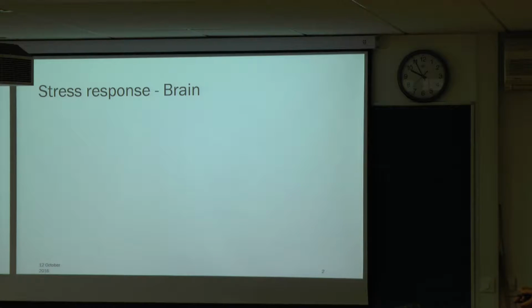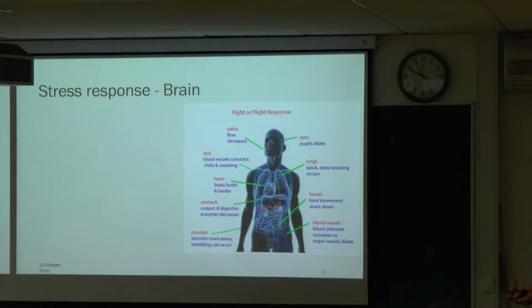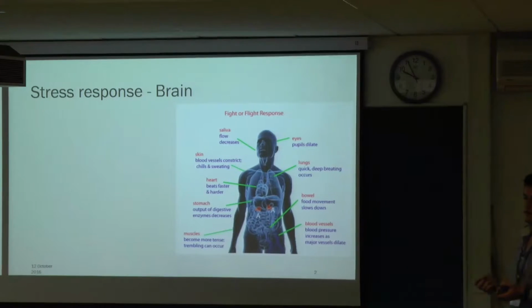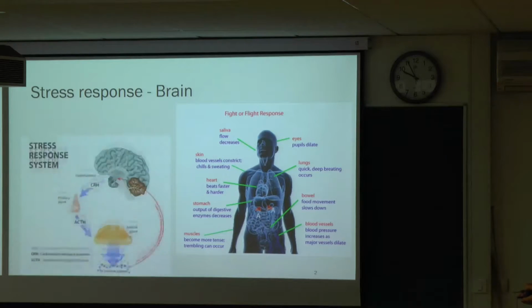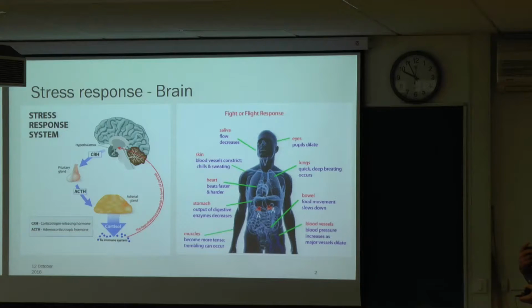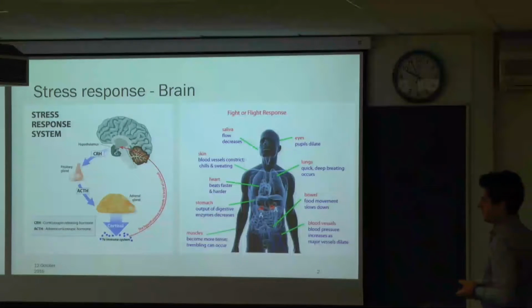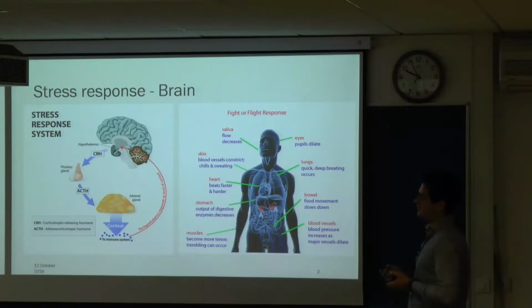So now we all know how we feel when we are under stress. Our heart rate is increasing, our sweating rate is increasing, and skin temperature also is changing, and so on. This is part of the fight or flight response of our body. However, all of these signs that we are feeling actually are guided by the brain. So this is the stress response system here.